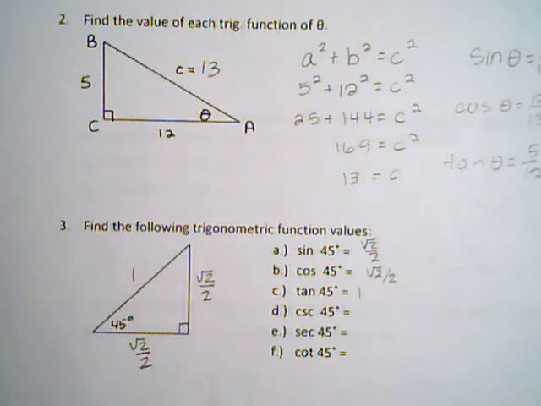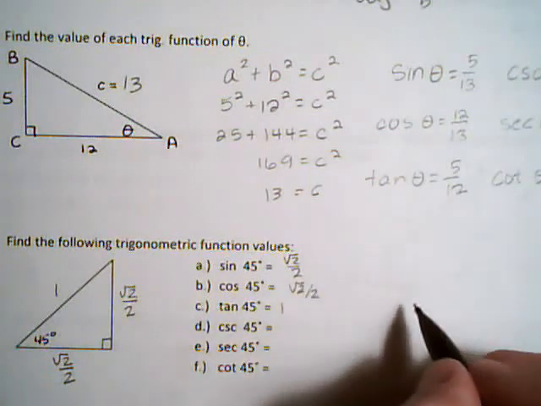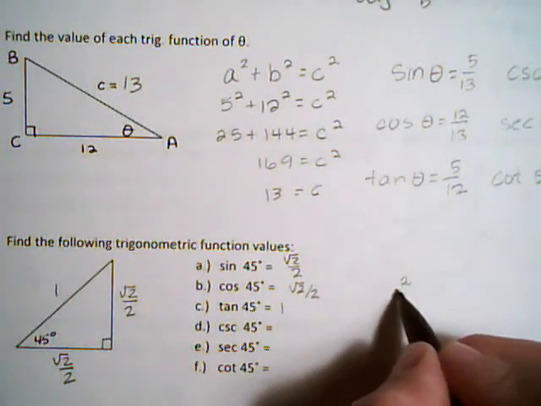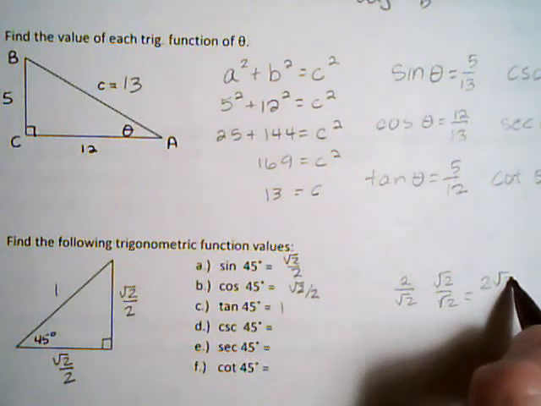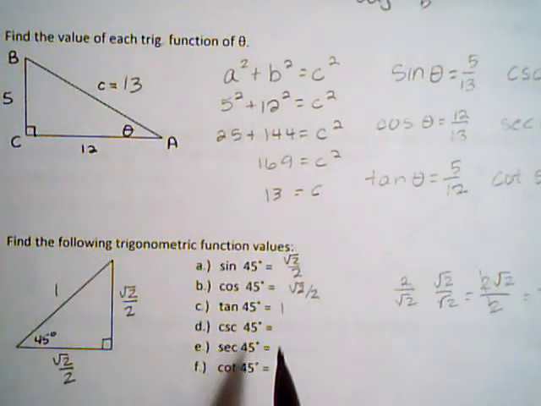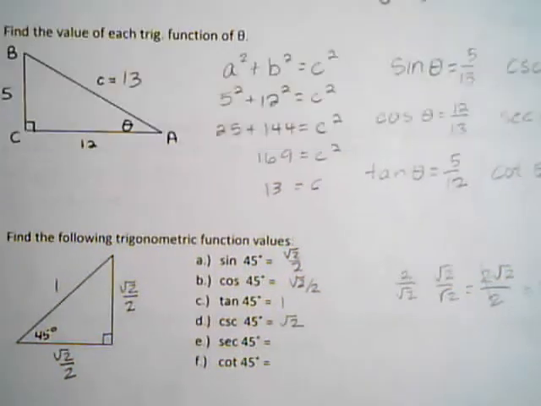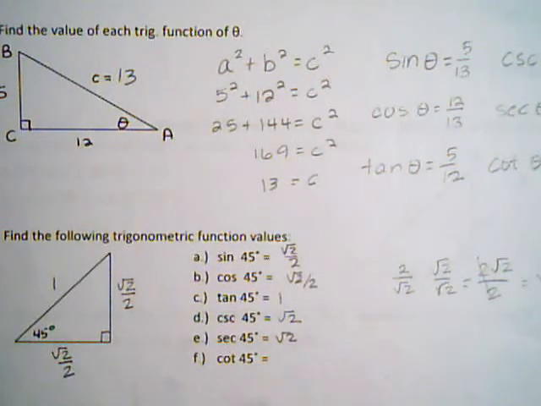And then we can find the cosecant by taking the reciprocal of sine. So if I take the reciprocal of the square root of 2 over 2, I would have 2 over the square root of 2, which I would have to rationalize. So 2 square roots of 2 over 2, the 2's divide out, and so the cosecant would just be the square root of 2. And then also, the secant would be the same, since the sine and cosine are the same, and the cotangent would be the reciprocal of tangent, which would be 1.